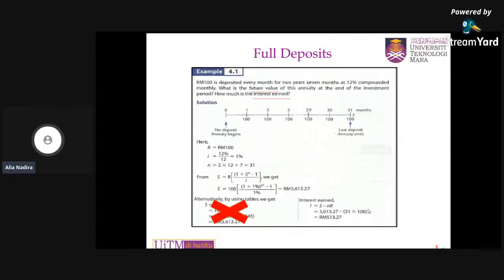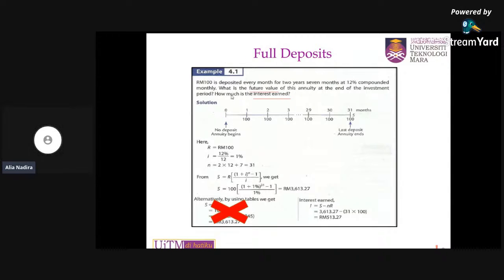Okay, so here, I did one example. We have 100 ringgit deposited every month for 2 years 7 months at 12% compounded monthly. What is the future value? Okay, so this one is a very direct question. Dia pun tanya what is the future value, so means you guna formula S lah, future value.